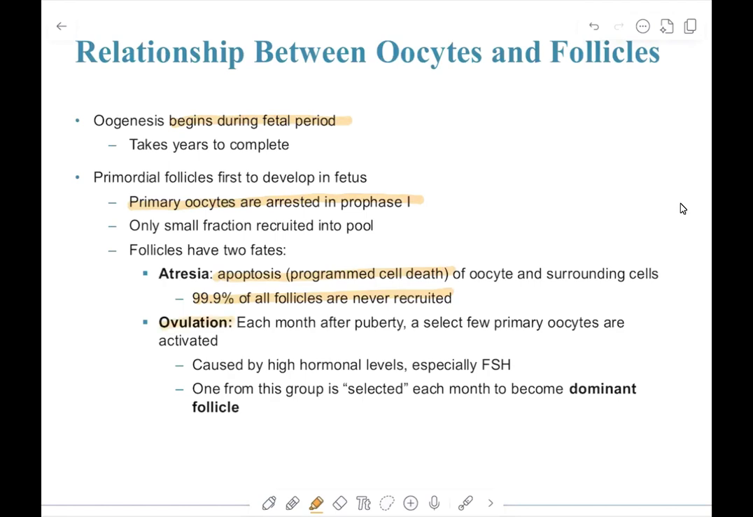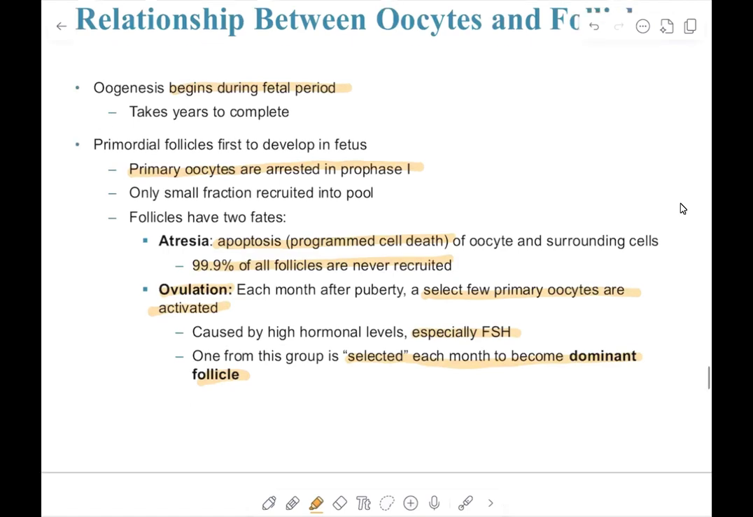So each month at puberty, there are a select few primary oocytes that are activated. But there's only one that will end up being ovulated as a secondary oocyte. That's because it's selected each month as the dominant follicle. And it's caused by high hormonal levels, especially FSH, which we're going to look at later in the chapter.